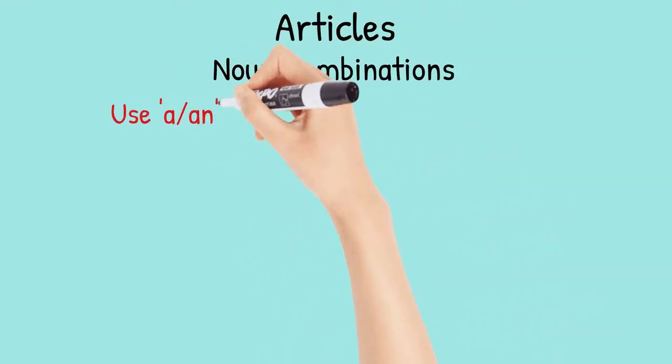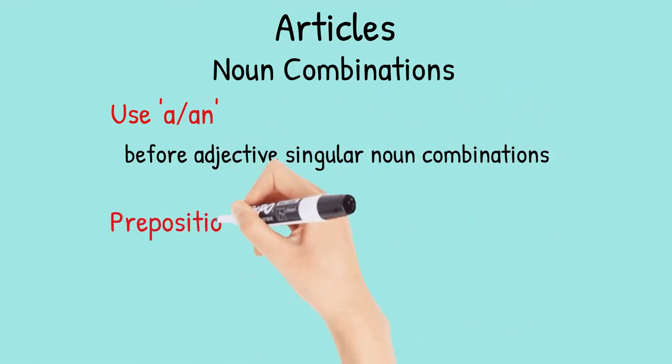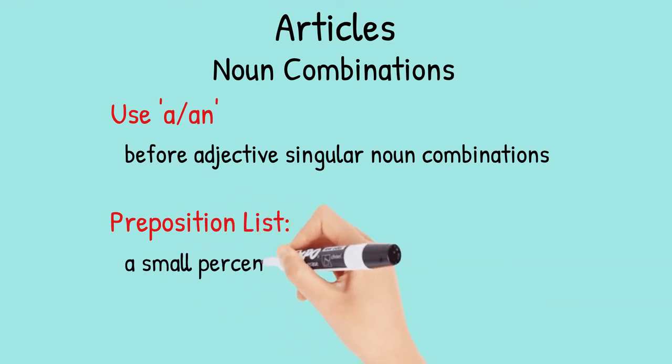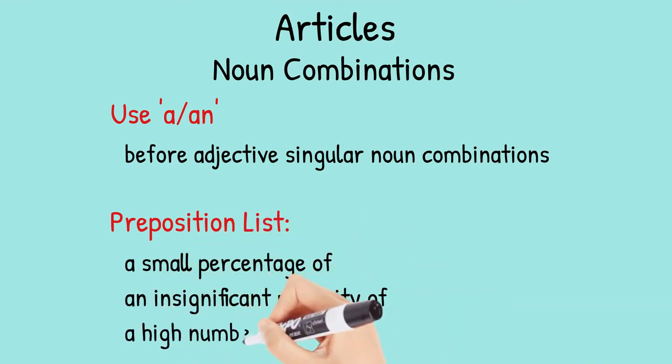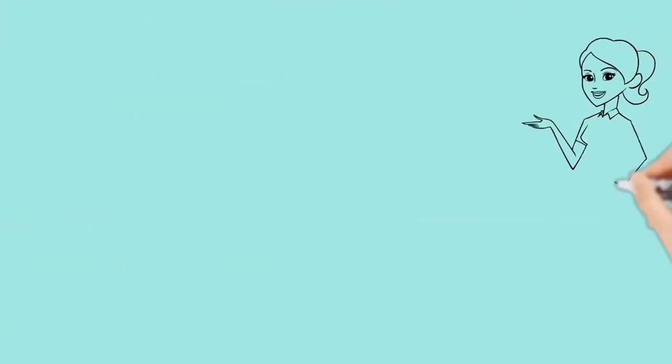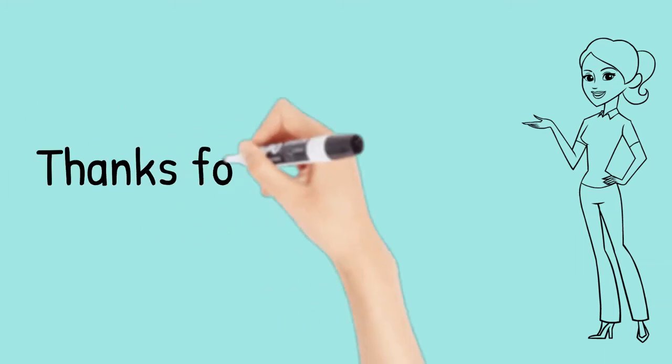Next, we will look at specific instances for noun combinations. Also, use a or an before adjective singular noun combinations such as these from the preposition list: a small percentage of, an insignificant minority of, a high number of. The key to improving your grammar is to know your weakness and focus on these as you practice. That's all the information you will need to understand grammar for IELTS Academic Writing Task 1 essays.